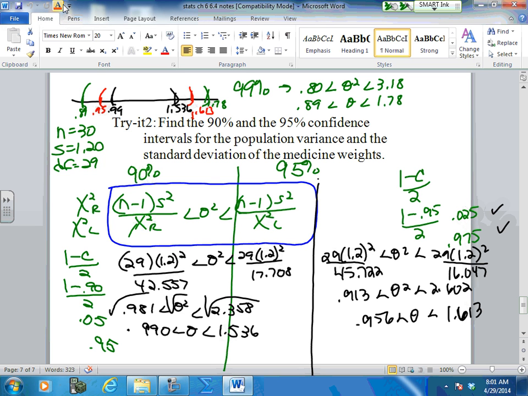So do you kind of see how they got wider as you needed to be more confident? It follows the same with all your confidence intervals. The higher the confidence level, the wider the interval is. Are you guys comfortable with this? It's not hard. It's unfortunate there's no calculator for this.